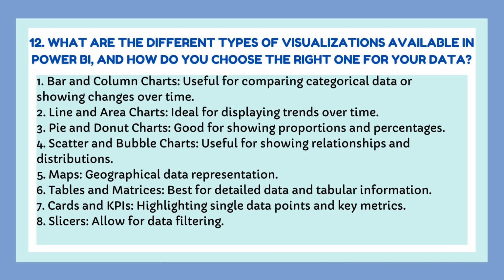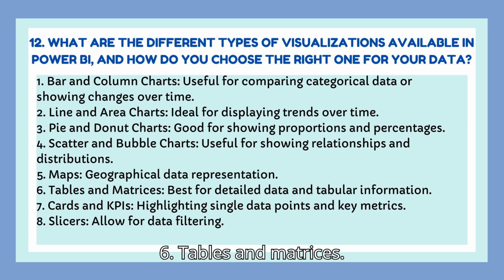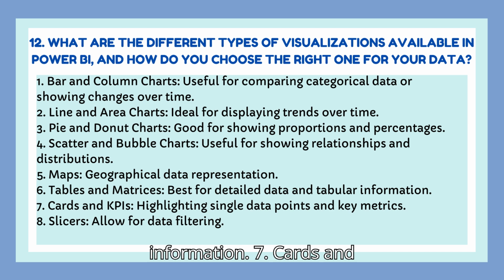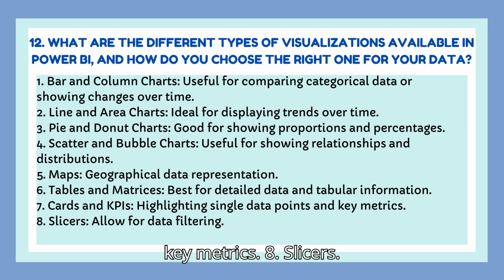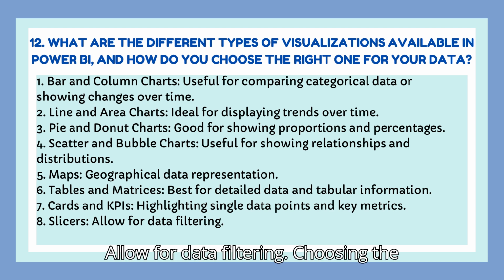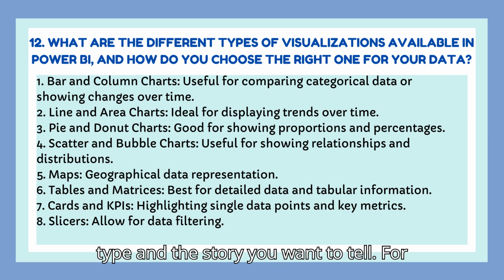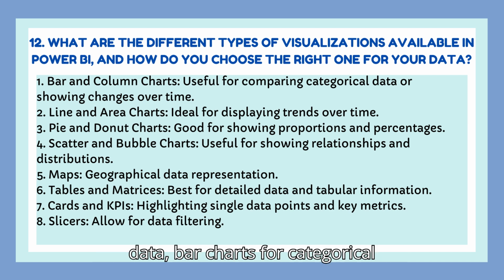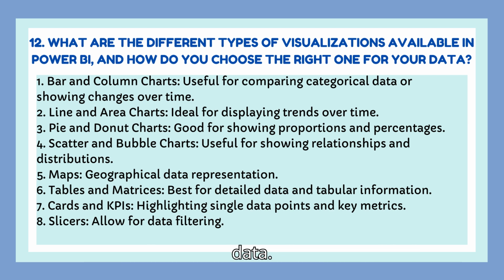5. Maps, geographical data representation. 6. Tables and matrices, best for detailed data and tabular information. 7. Cards and KPIs, highlighting single data points and key metrics. 8. Slicers, allow for data filtering. Choosing the right visualization depends on the data type and the story you want to tell. For instance, use line charts for time series data, bar charts for categorical comparisons, and maps for geographical data.